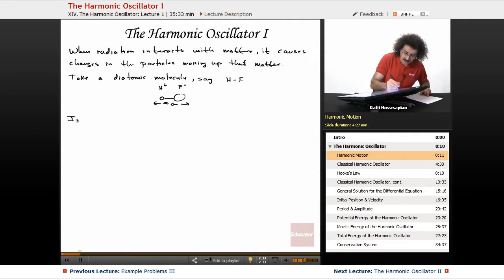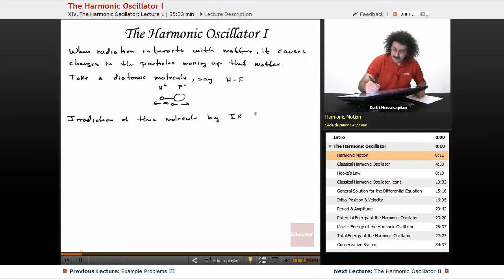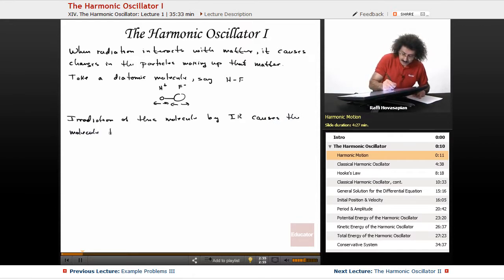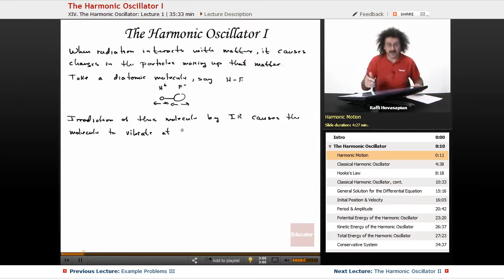Now, irradiation of this molecule by infrared radiation causes the molecule to vibrate at different frequencies. Vibrate, oscillate, those are going to be synonymous. Vibrate at various frequencies. In other words, it's going to change the energy level of the molecule.